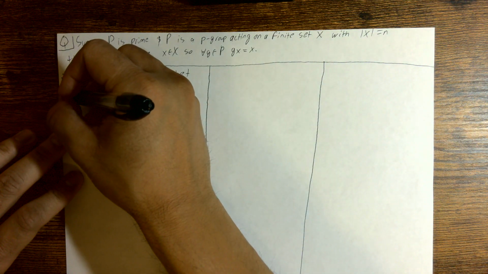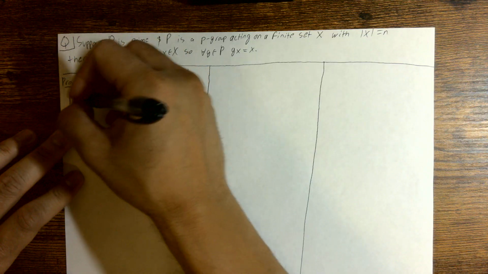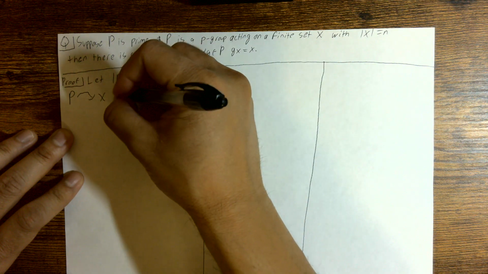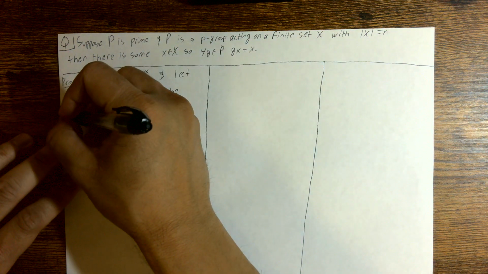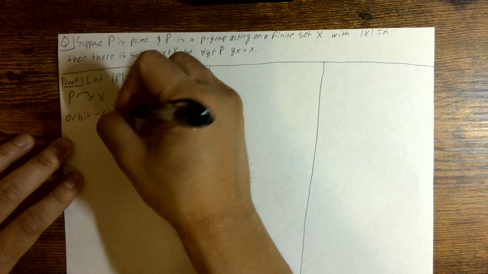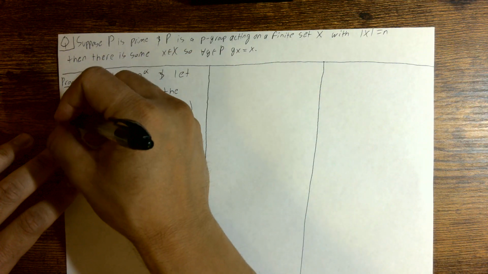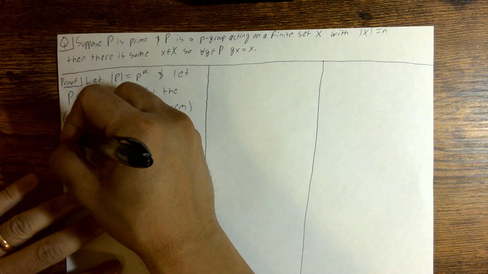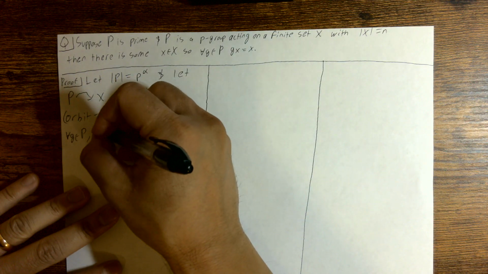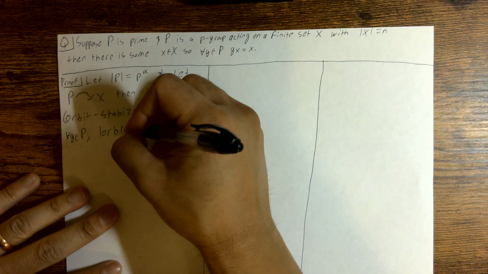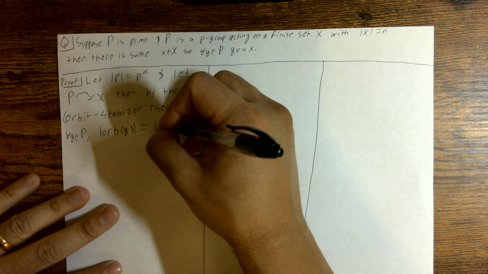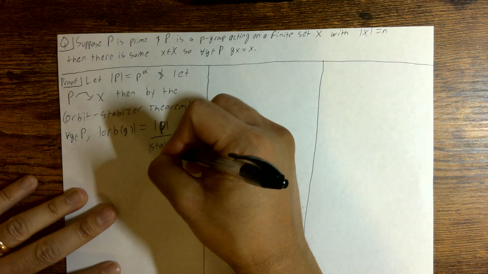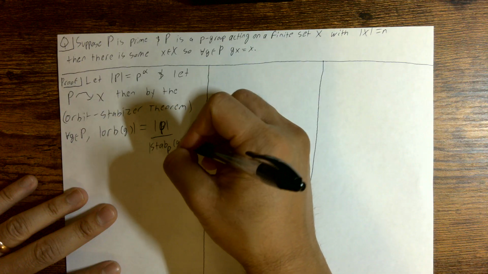And let P acting on X be any action. Then, by the orbit stabilizer theorem, we have for each g in P, the orbit of g has size the size of P divided by the size of the stabilizer in P at g.